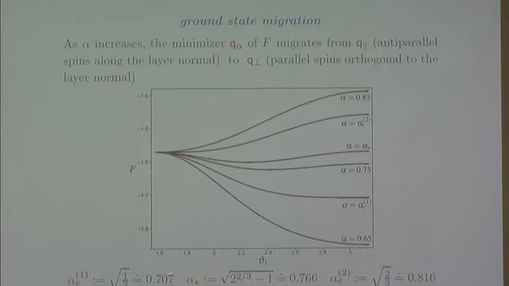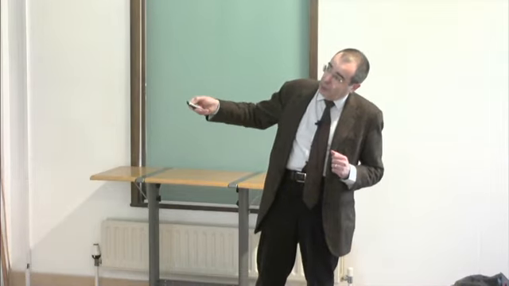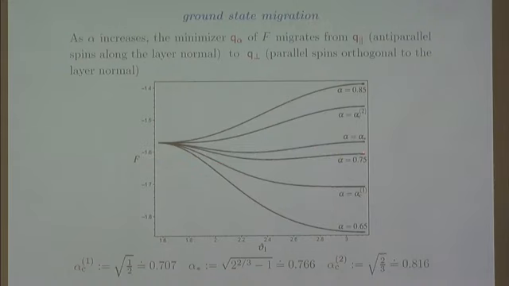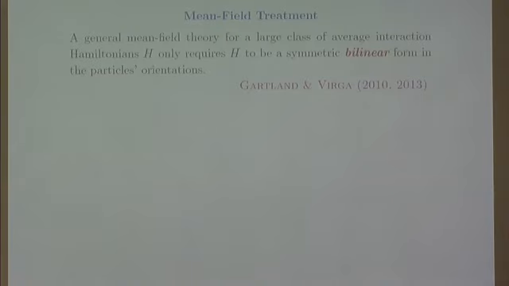There is this critical value of alpha, which is alpha star, which can be, as I said, computed analytically, at which the minimum actually starts migrating from the anti-parallel configuration in the direction of the layer normal towards the configuration in which the two dipoles are parallel to each other, but they are on the plane of the layer.